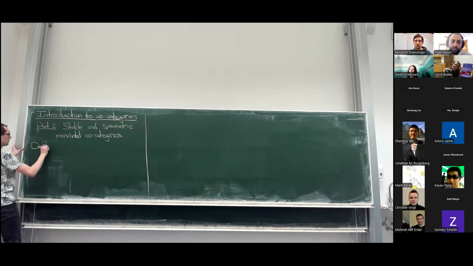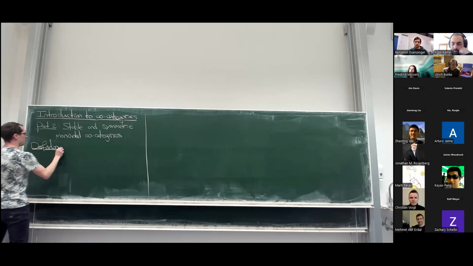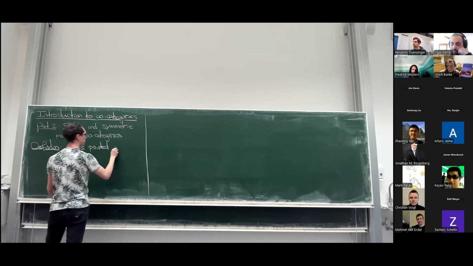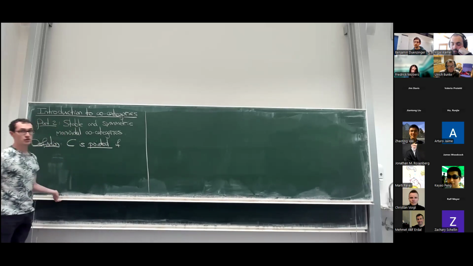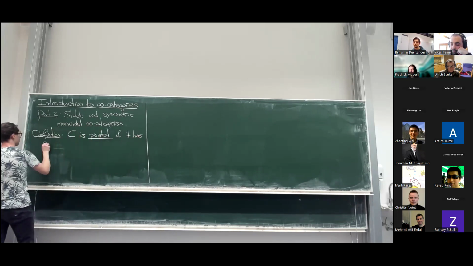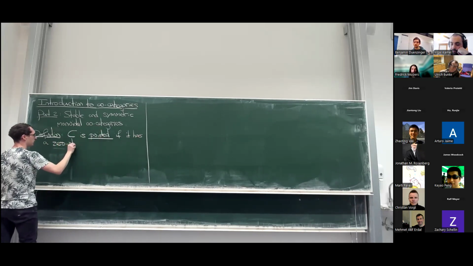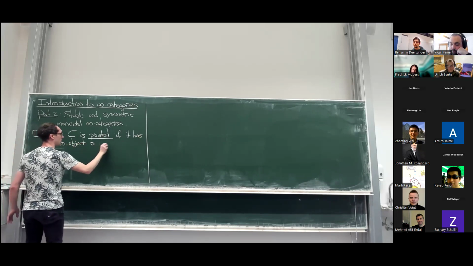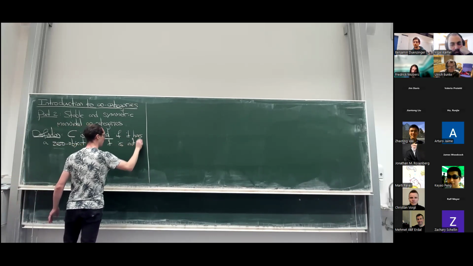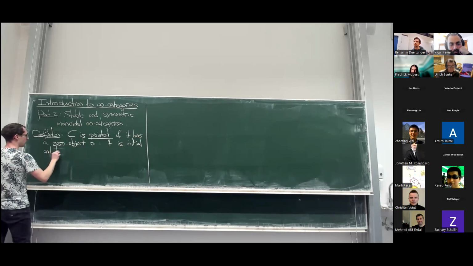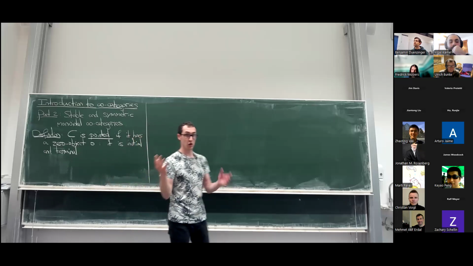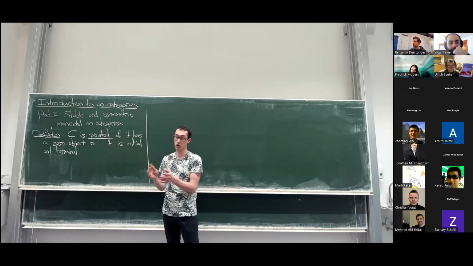Let me start with a definition. So C denotes some infinity category, and we call it pointed if it has a zero object. So a zero object is an object which is both initial and terminal. So recall that it means for any other object, the hom space into zero is contractible and the hom space out of zero is contractible.